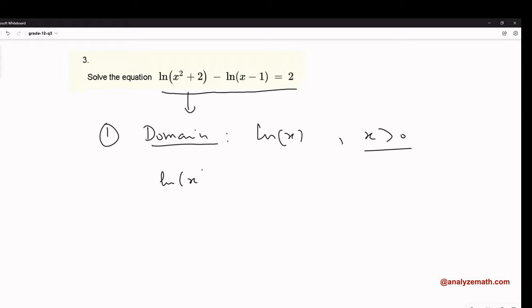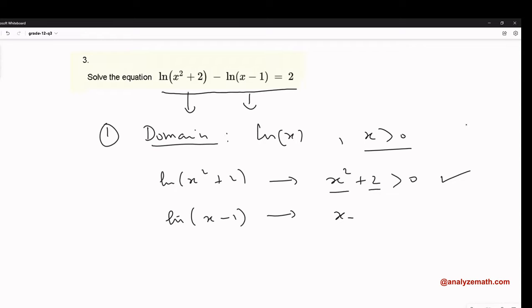ln(x² + 2) will be defined if x² + 2 is positive. There is no problem with this because this is a square plus a positive number, so it is always satisfied. Now let's look at the second one, ln(x − 1). This will have real values if x − 1 is bigger than 0. When you solve this, x must be bigger than 1. That means the solution of this equation must satisfy this condition.